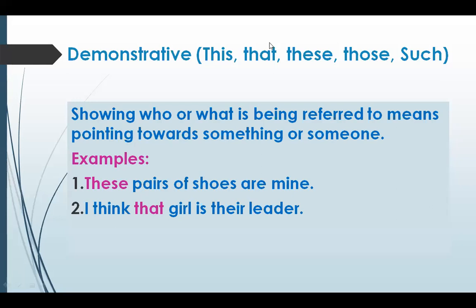And this and these is referred to point out at objects which are close to us, objects which are very close to the speaker. And that and those are used with the things or persons which are at a distance, जो हमसे दूरी पर हैं. So to point out at those things or person, we use that or those. Such is also used, like such men, such people, you can use that.